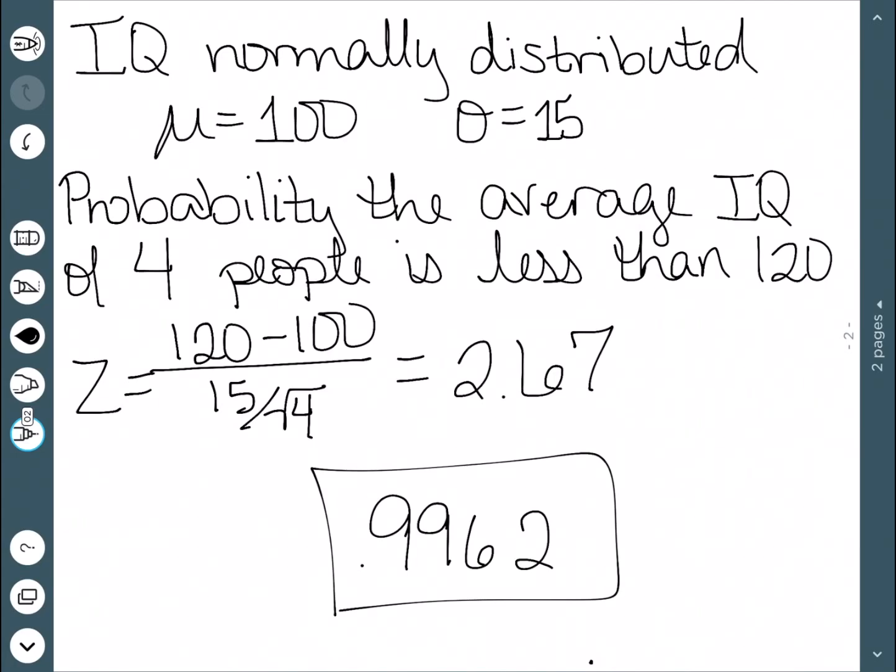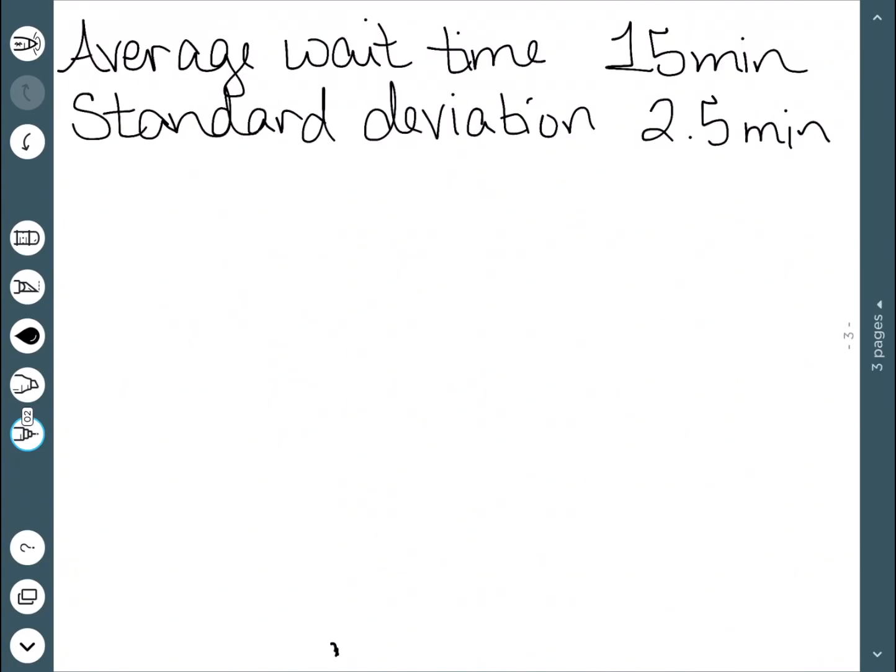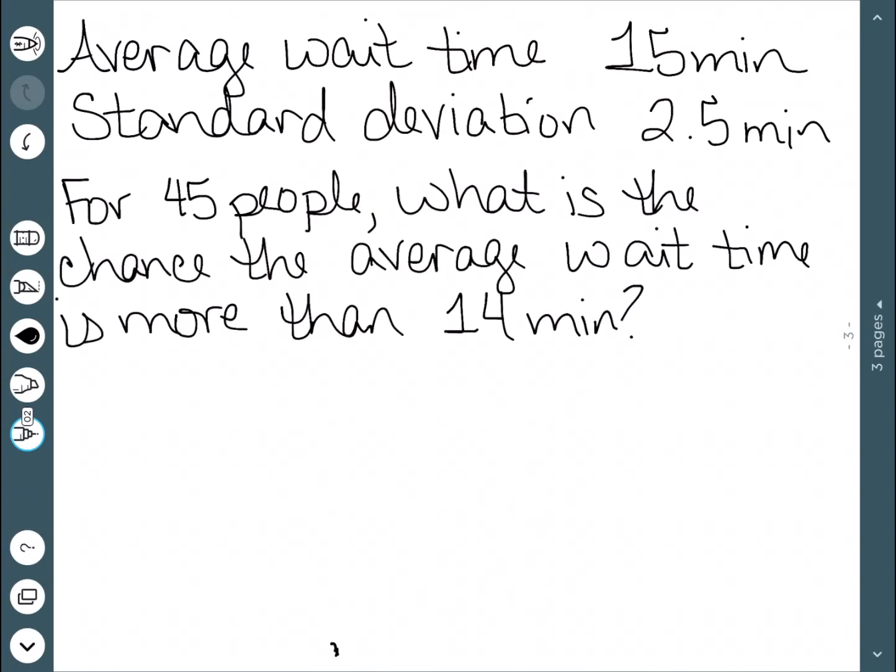Let's look at another example. This time, let's consider we're at a restaurant, and we know the average wait time is 15 minutes with a standard deviation of 2.5 minutes. For 45 randomly selected people, what's the chance that the average wait time is going to be more than 14 minutes? Well, we have our value that we're looking at, 14, minus the mean divided by the standard deviation over the square root of the sample size.